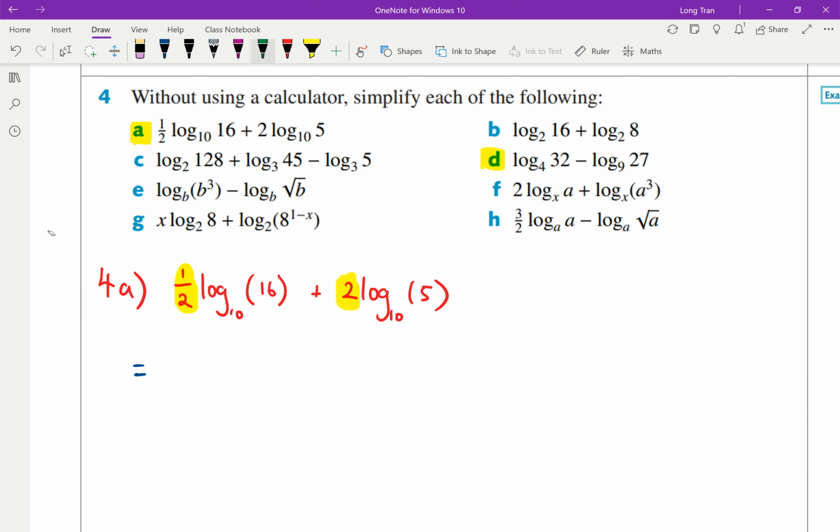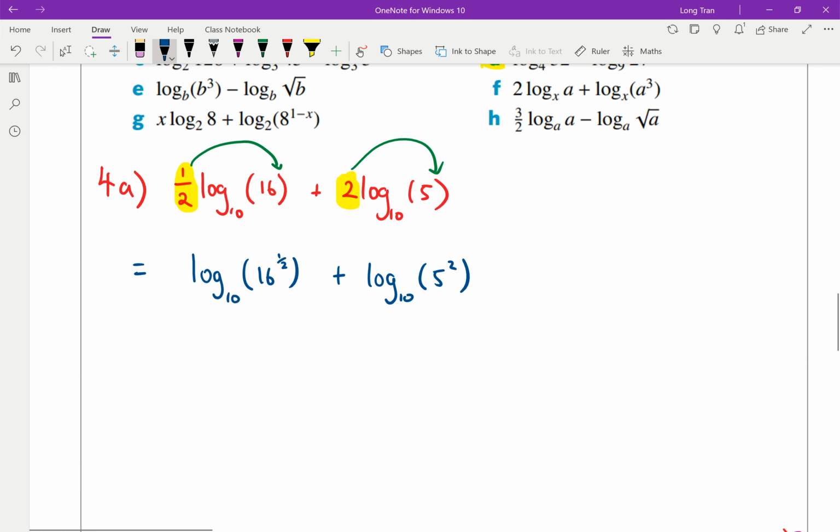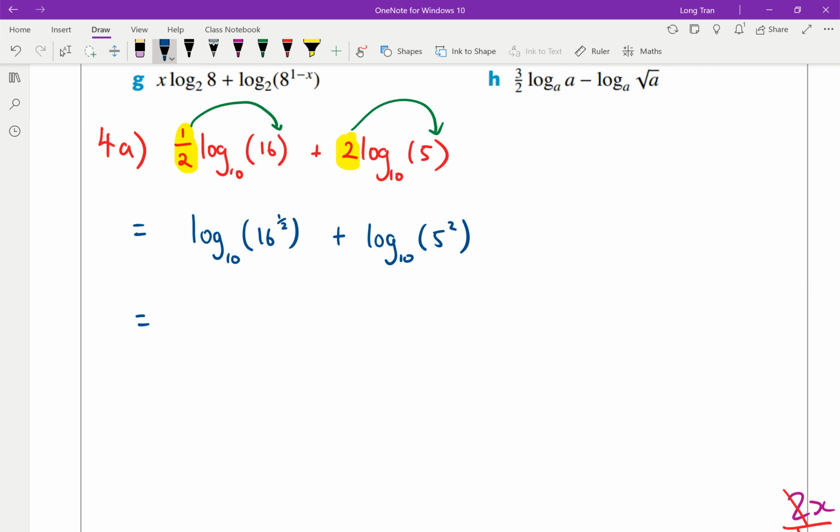Rule number 3 says that you can bring the power up as part of the logarithm. So this now becomes log base 10 of 16 to the power of half, which really just means square root of 16, plus log base 10 of 5 squared. Now you can combine them together because there are no numbers at the front, so no coefficients of log, okay?